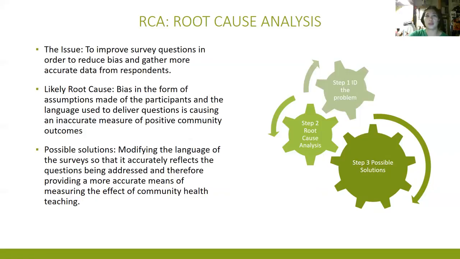positive community outcomes. So how we word the survey questions, like back to the original question, increased knowledge, we are already assuming that we're doing a good job, but we don't really know that. So we have to tweak the questions to be a little bit more objective. And the possible solution is to modify the language of the survey so that it accurately reflects the questions being addressed, and therefore providing a more accurate means of measuring the effect on community health teaching.